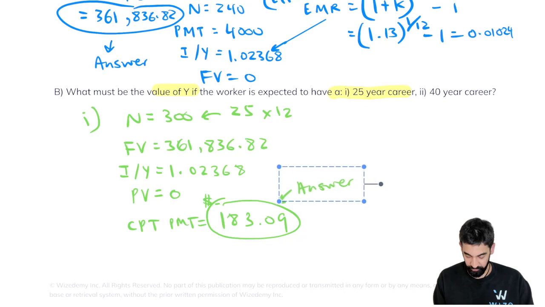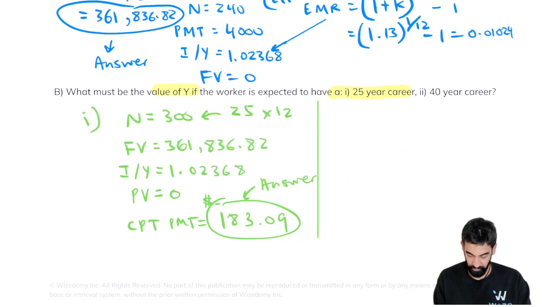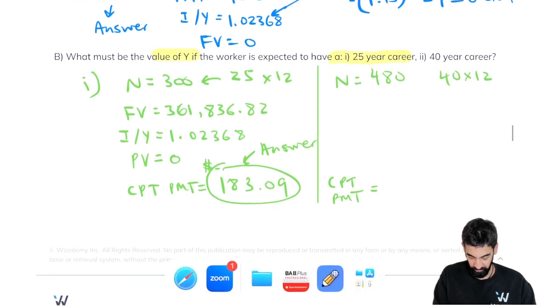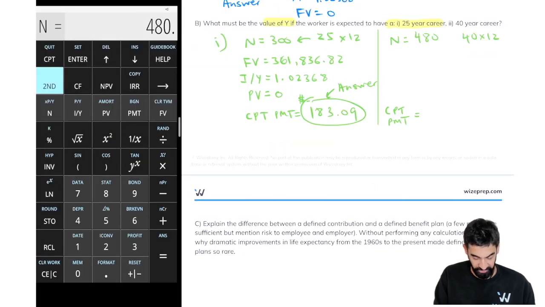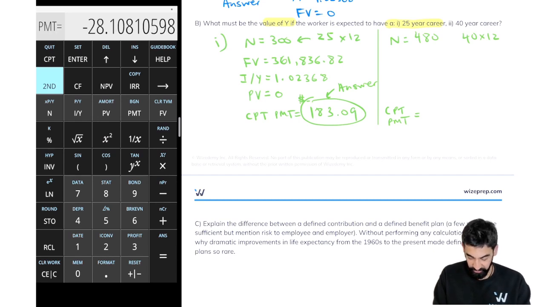Now what about for part 2? If it was a 40-year career, you do the same thing, but you're just going to change the N. The N is now going to be 40 times 12. So that's 400 plus 80, that's 480. Everything else is the same, and then compute payment again. So I'm just going to change N to 480. Everything else is the same in my calculator, so I just press compute payment. Now they only need to make monthly payments of 28.11.